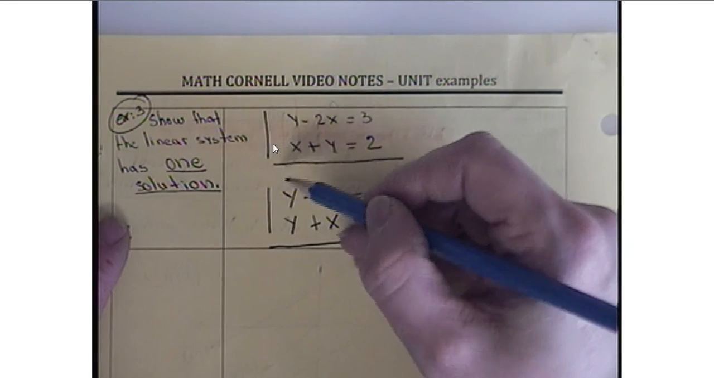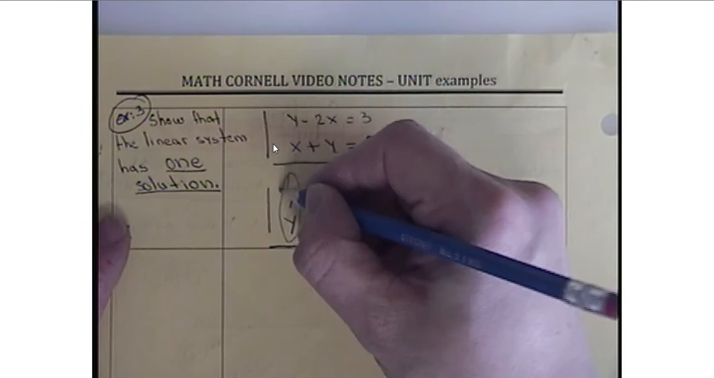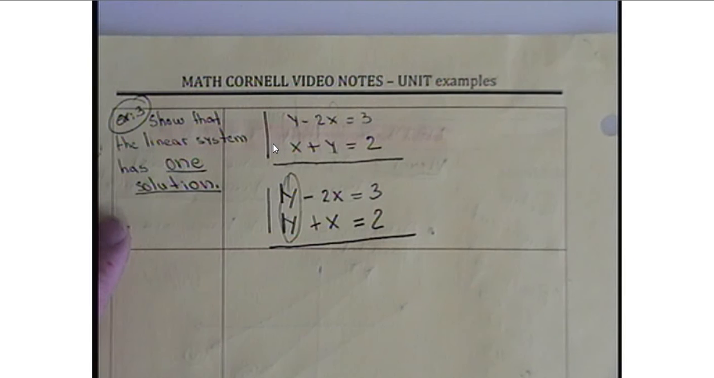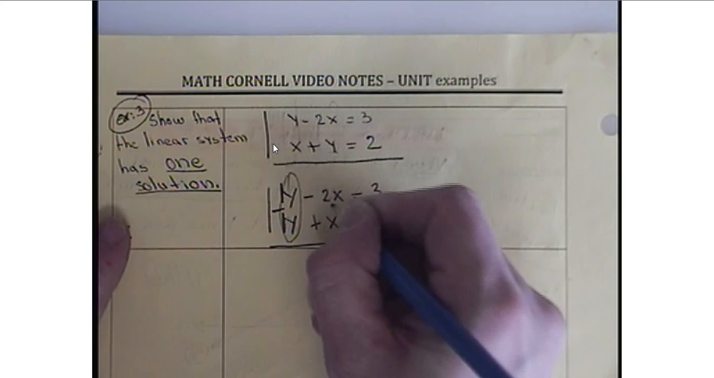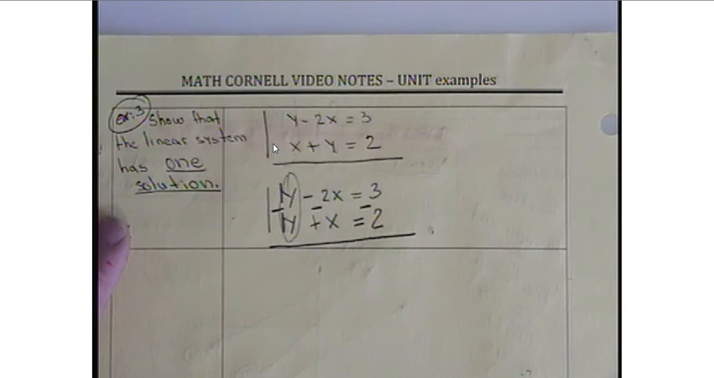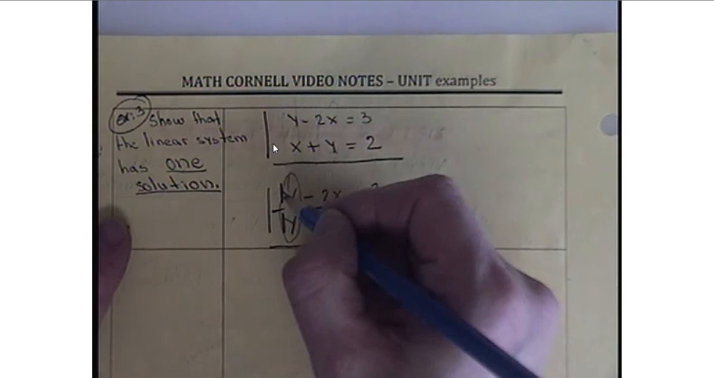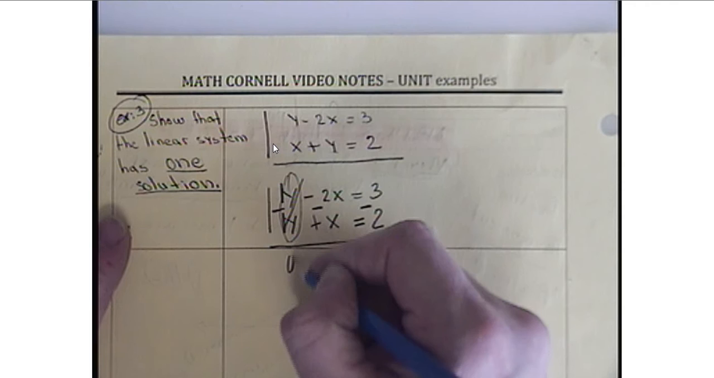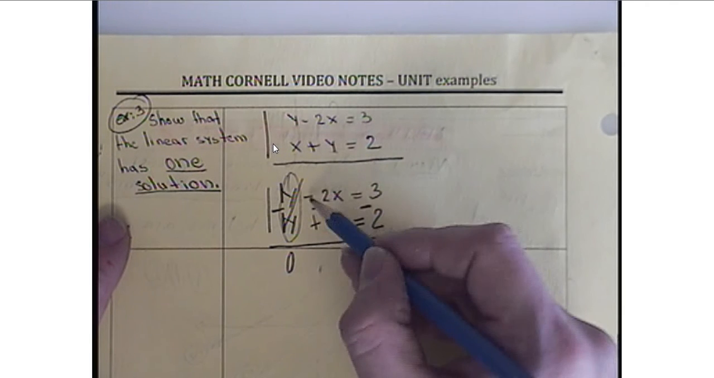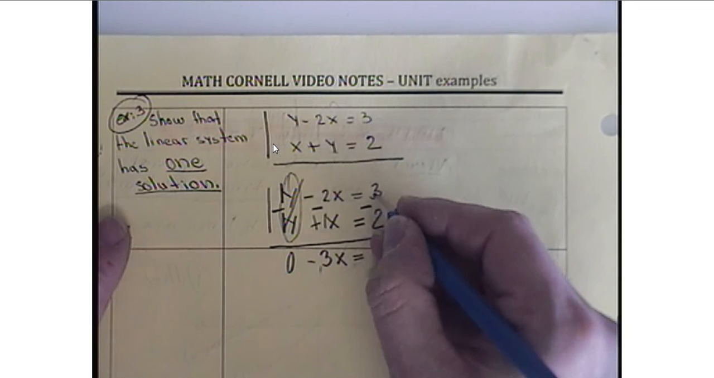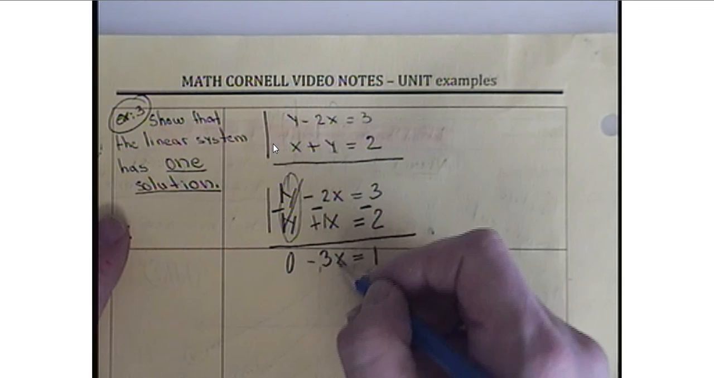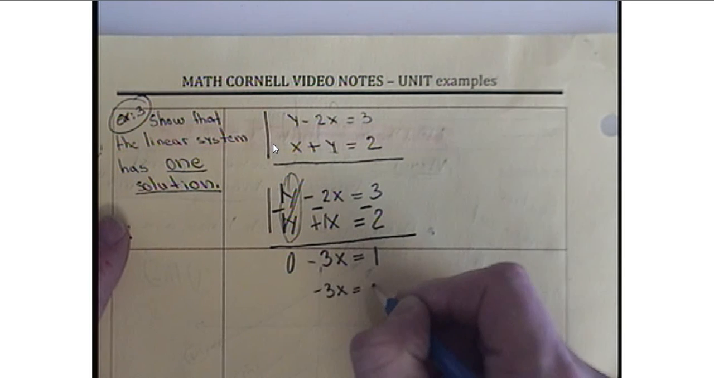So from here, we can choose those two variables. They have the same coefficient, 1 and 1 up front, so we can choose to cancel those two. And because both have the same positive sign, we need to subtract the equations. So 1y minus 1y is 0, cancel. Negative 2x minus 1x will give us negative 3x equals 3 minus 2 is 1. So 0 minus 3x is just negative 3x equals 1.